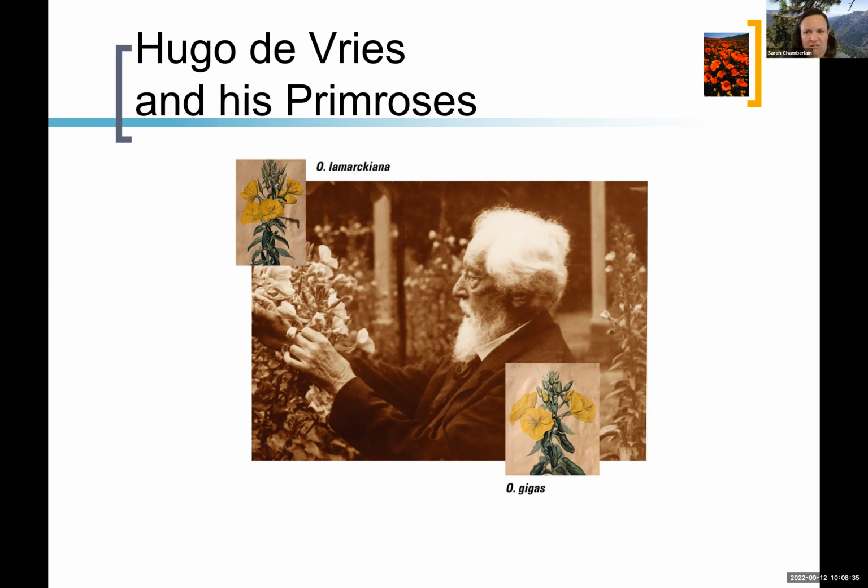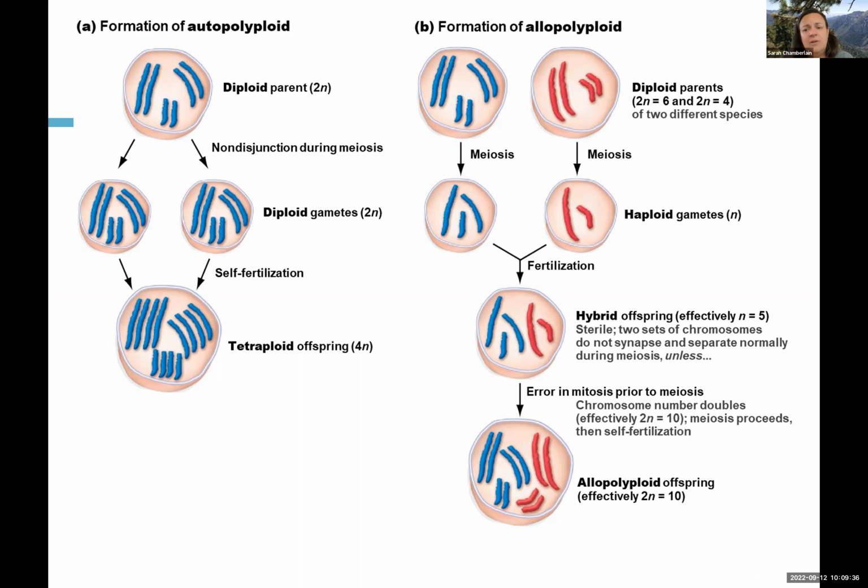So I'm not going to get into details of the difference of auto and allo polyploidy, but I do want to talk about what that term means. So poly, you guys remember what poly means, right?